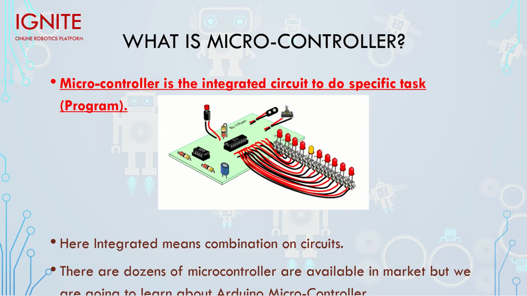A microcontroller is an integrated circuit to do a specific task. Integrated means a combination of circuits, which is the next point we will discuss. It is used for a specific task. Like here, one task is shown: an LED pattern is working, one LED is on, then the second, then third, then fourth, then fifth, then sixth. This type of LED pattern is our task, and this task is done in the controller. In the same way, if you want another specific task, you can give it to the microcontroller. So basically a microcontroller is used to do some specific task for your project.